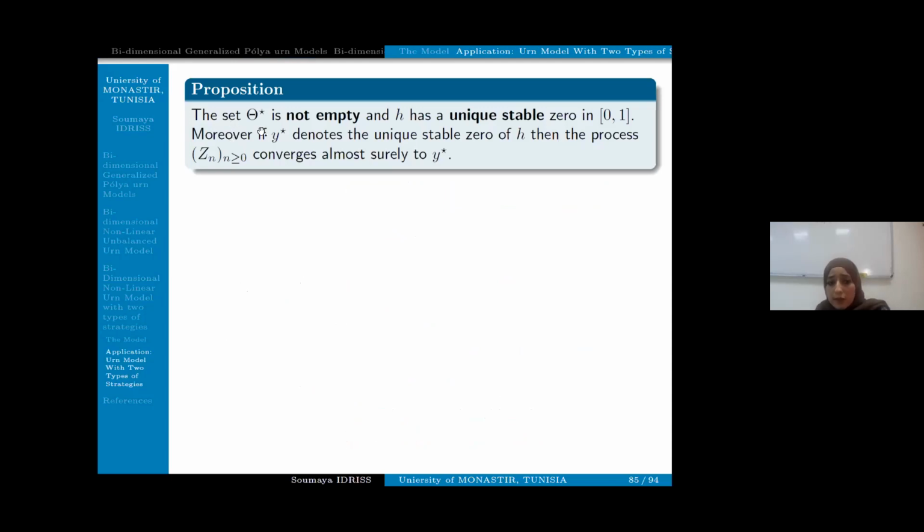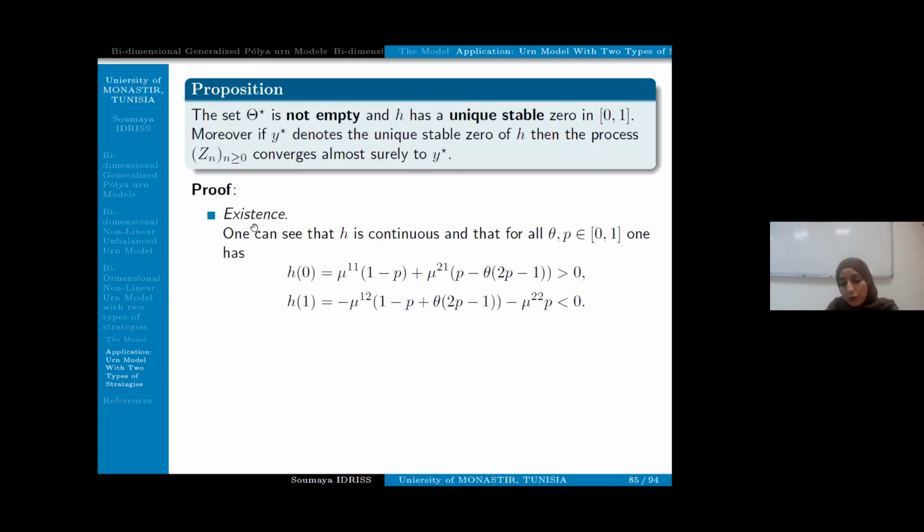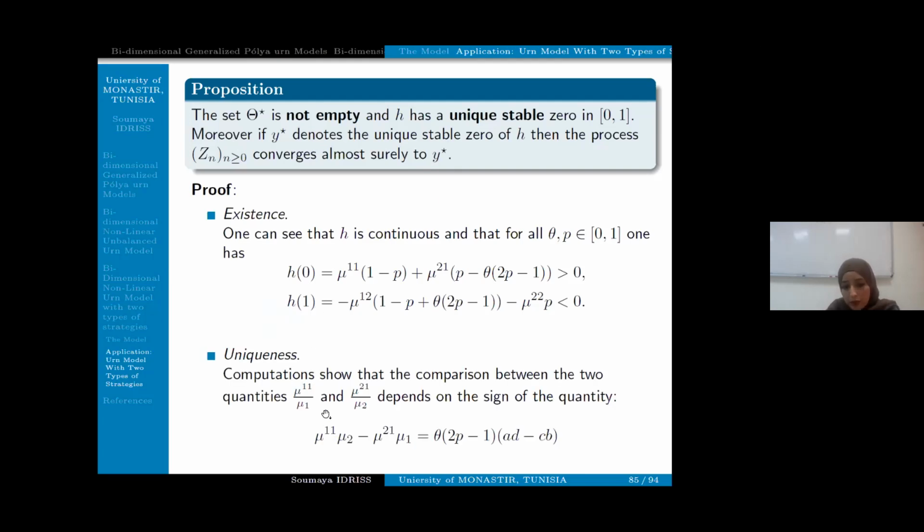The first result states that the set theta star is non-empty and H has a unique stable zero in (0,1). Plus, if Y star denotes the unique stable zero, then the process converges almost surely to Y star. For the proof, first of all, we start by proving the existence. As you can see, H is continuous, strictly positive at 0 and strictly negative at 1. For the uniqueness, after some computations and comparison between these two quantities, we get that this quantity depends in fact on the entries of the matrix along with theta and P.